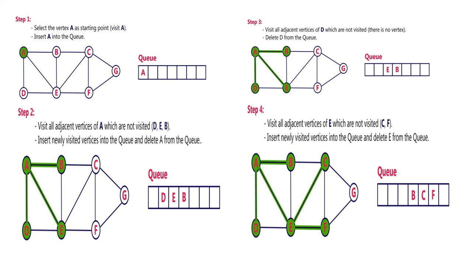Now, for E, what are the unvisited vertices from E? From E: D, A, B, C, and F. D and A have already been visited and removed from the queue. B has already been visited and is there in the queue. Now, C and F we have to add into the queue. So, we are going to add the vertices C and F by visiting them. After visiting them, we have to remove the vertex E from the queue.